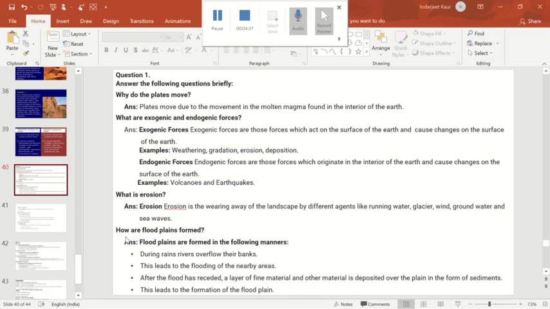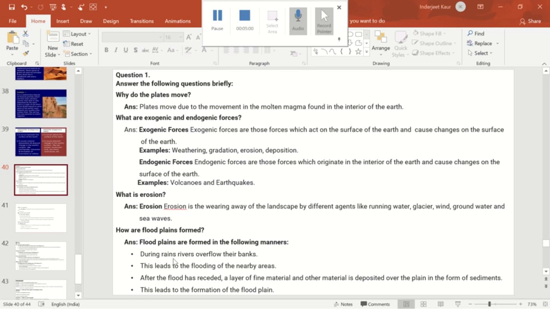Next question, how are floodplains formed? Now, in this question we have to tell the formation of floodplains. As the name tells, floodplains. So, the plains which are made after floods, those plains are known as floodplains. So, how are they formed?